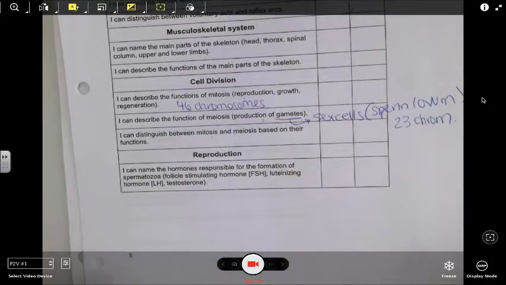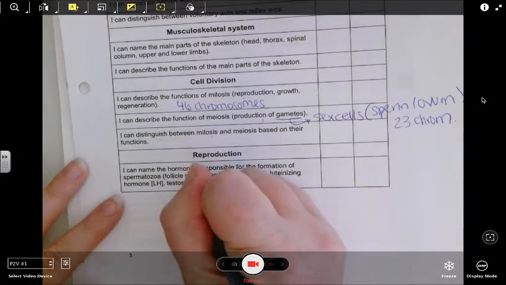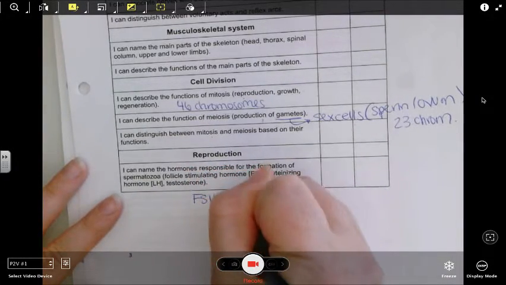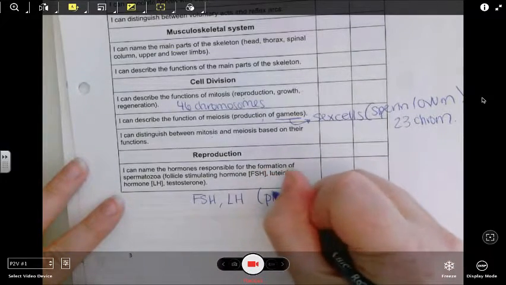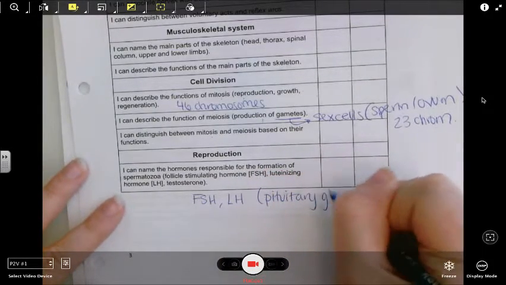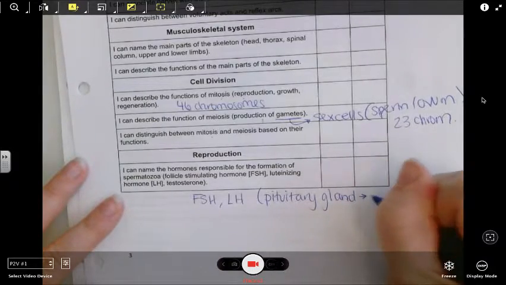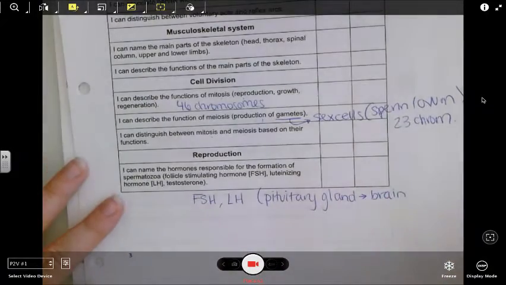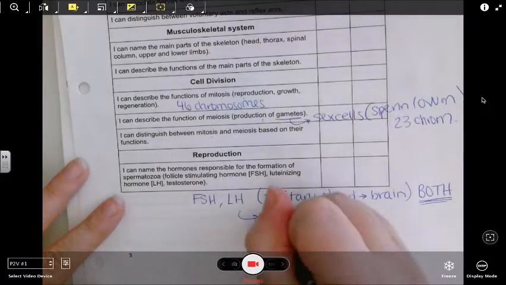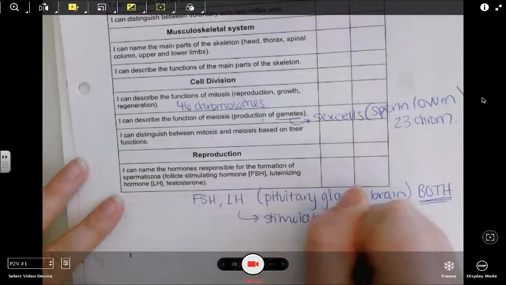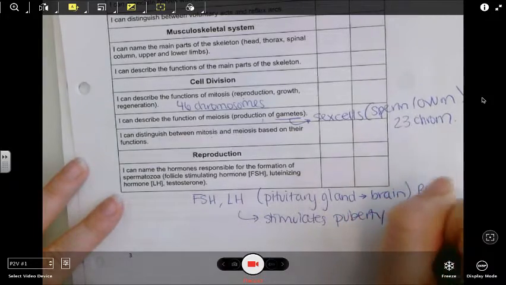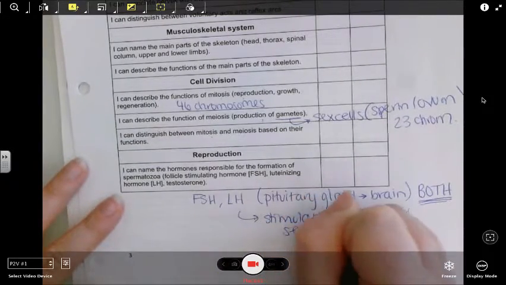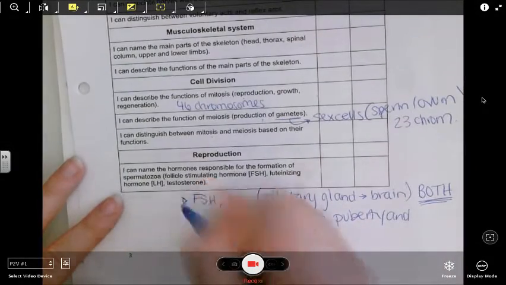Okay, so all of the sex hormones that we talked about, FSH and LH, these come from your pituitary gland, which is in your brain. And what they do, we have both male and female. Males and females both have FSH and LH. This stimulates puberty and sex cells. Males and females both have this.